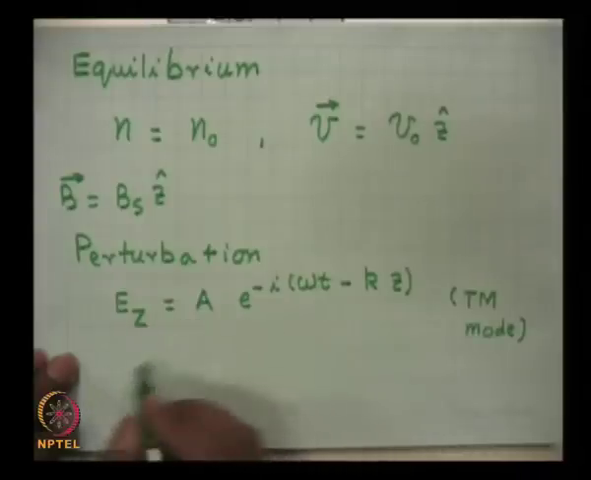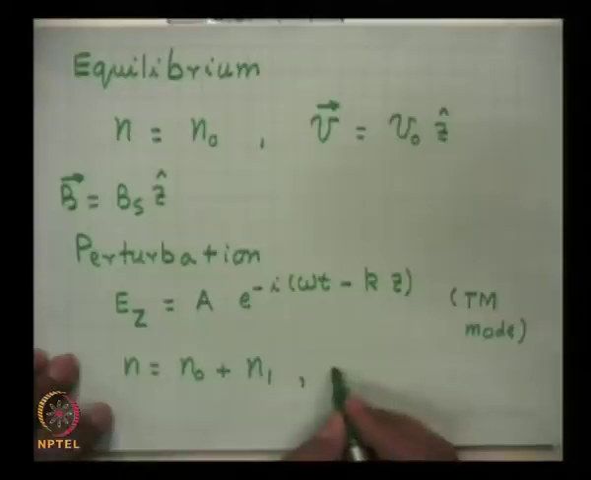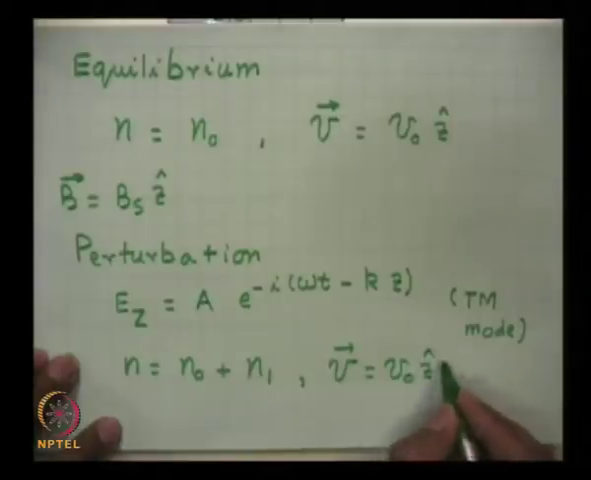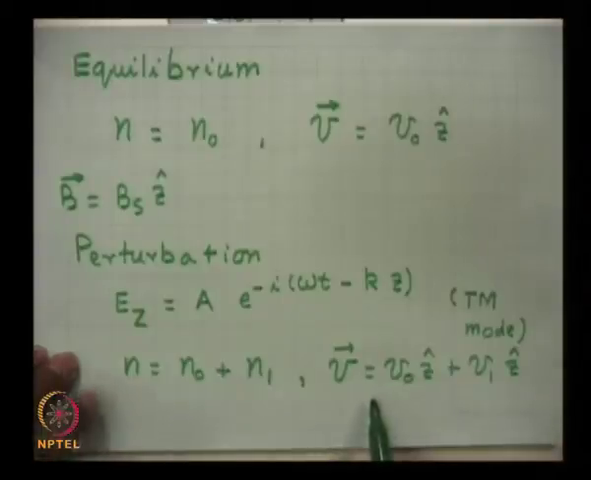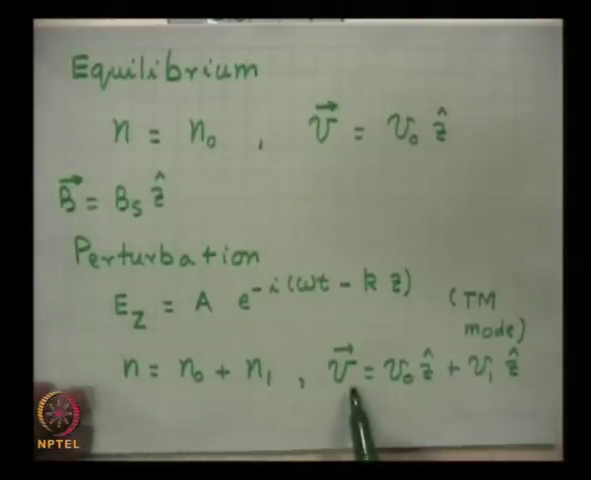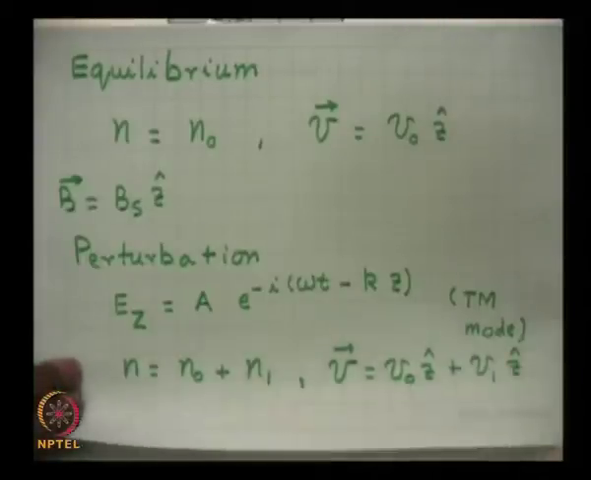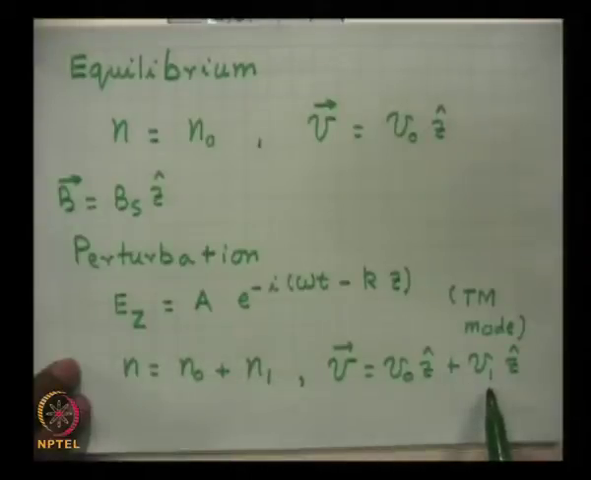In presence of this, I will have density equal to n0 plus n1. The velocity will be v0 z plus v1 z, because magnetic field does not permit, I am presuming, any velocity of electrons perpendicular to z axis. So, this is the velocity. Let me linearize the equation of motion, treating electric field to be a perturbation, n1 to be a perturbation, v1 to be a perturbation, and magnetic field of the wave also to be a perturbation.